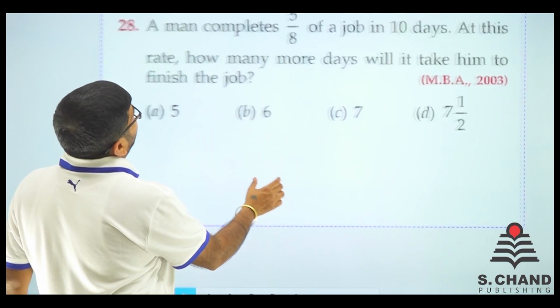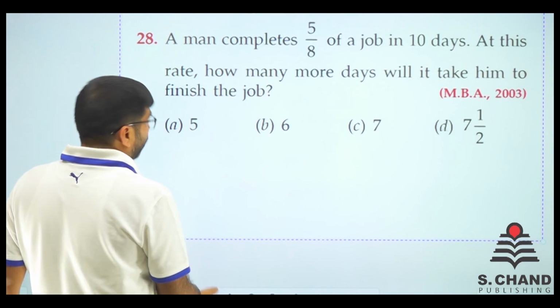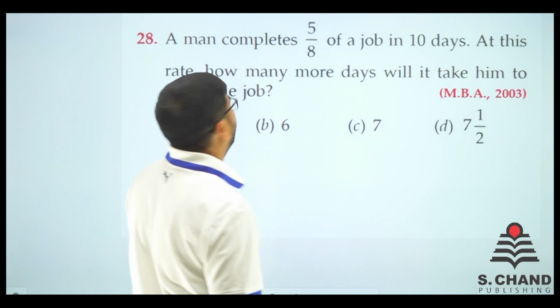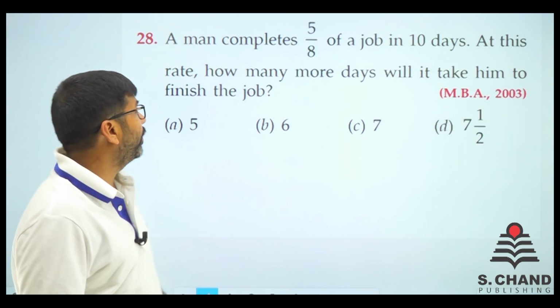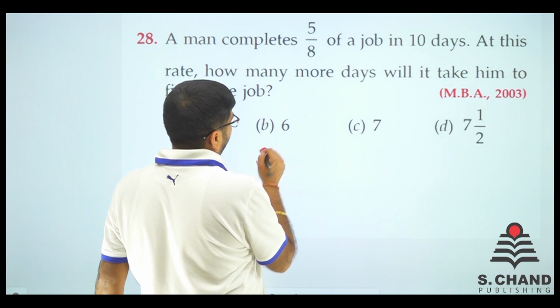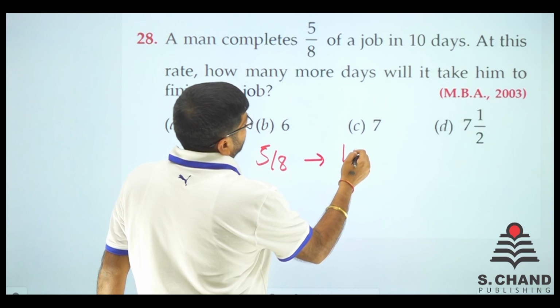28th question. A man completes 5 by 8 of the job in 10 days. At this rate, how many more days will it take him to finish the job? Right? See, 5 by 8 job. Say for example, 5 by 8 job, take 10 days.